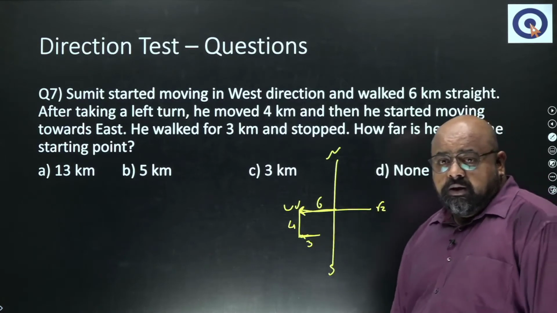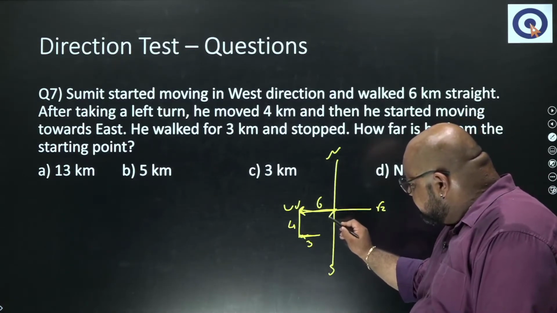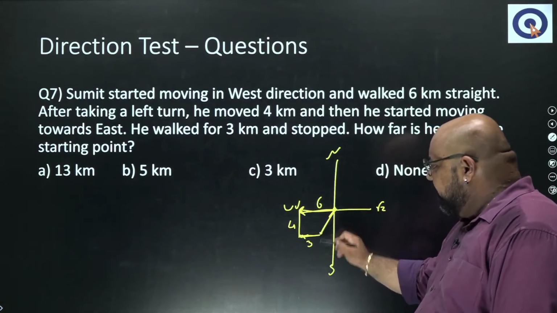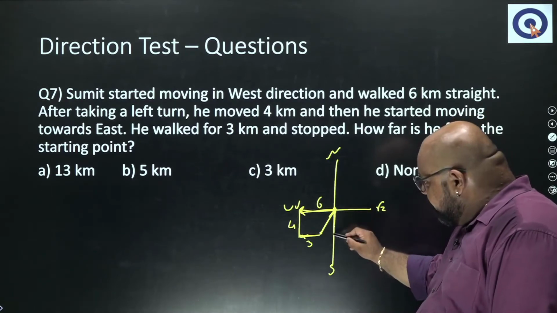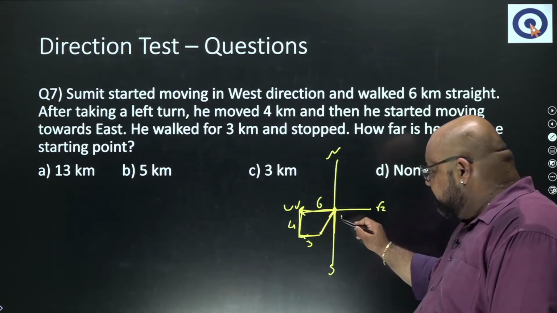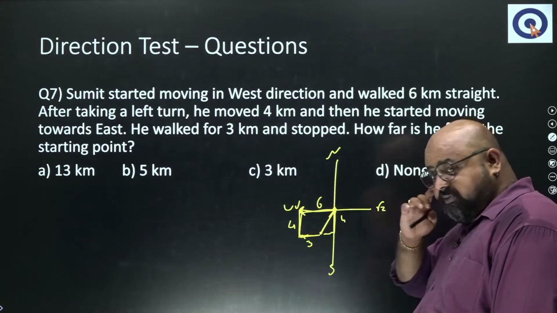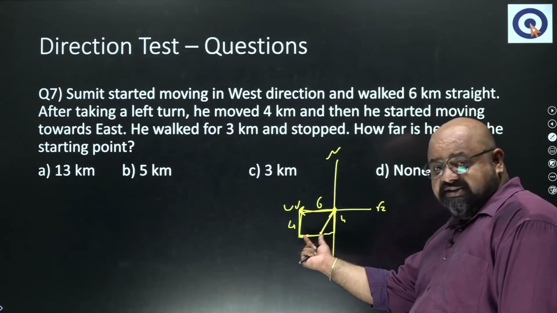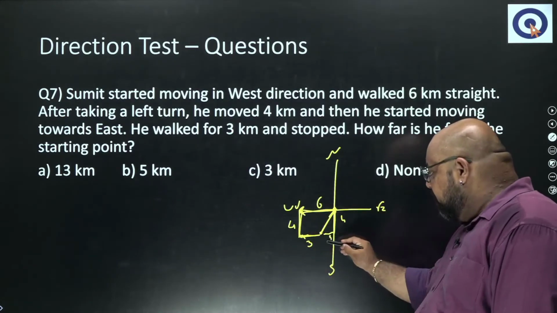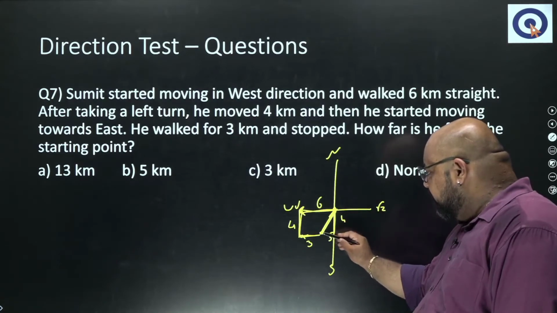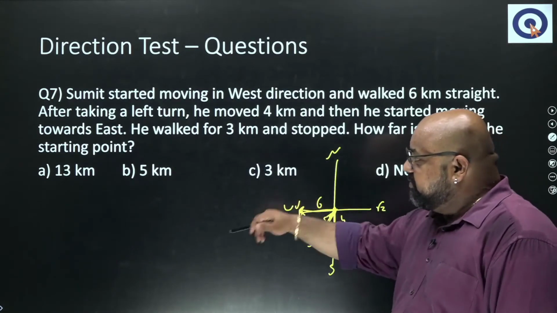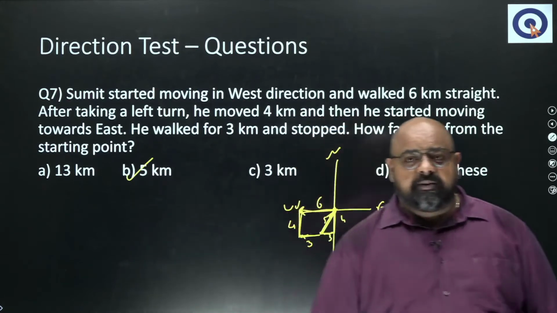Right? I have to find out this distance from the starting point to the end point. As you can see, the vertical displacement will be equal to this, which is 4. What will be the horizontal displacement? This was 6, this is 3. So this remaining part has to be 3. And we know that with 4 and 3, the hypotenuse comes out to 5. So the distance between the ending and the starting point would be 5.